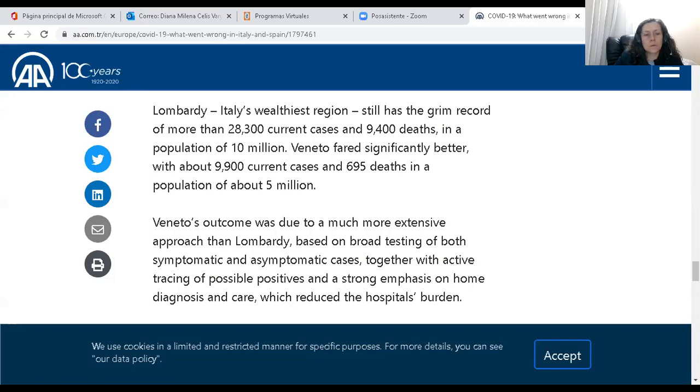Veneto's outcome was due to a much more extensive approach than Lombardy, based on broad testing of both symptomatic and asymptomatic cases, together with active tracing of possible positives and a strong emphasis on home diagnosis and care, which reduced the hospitals' burden.